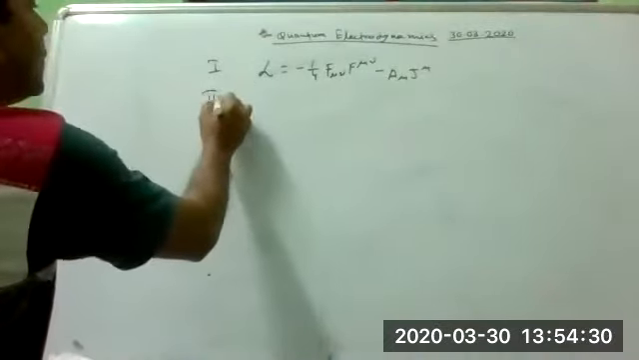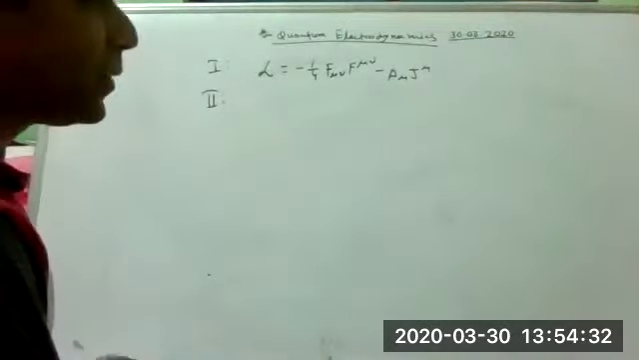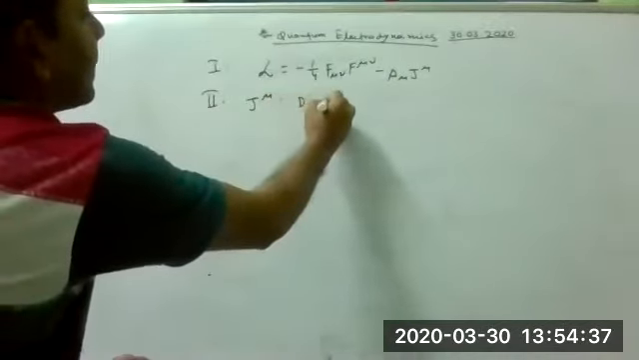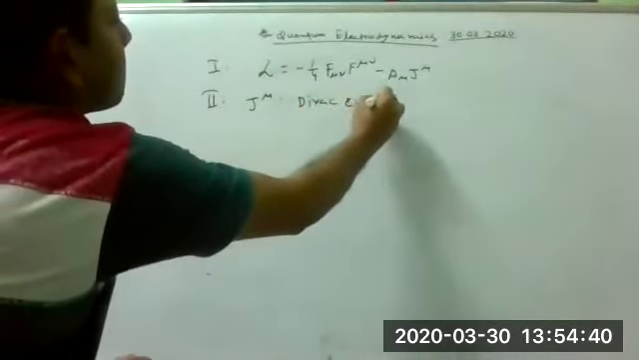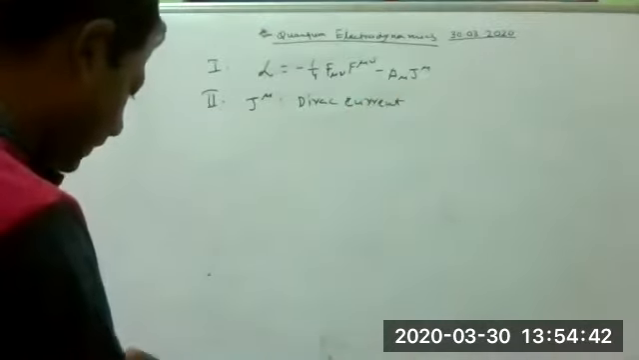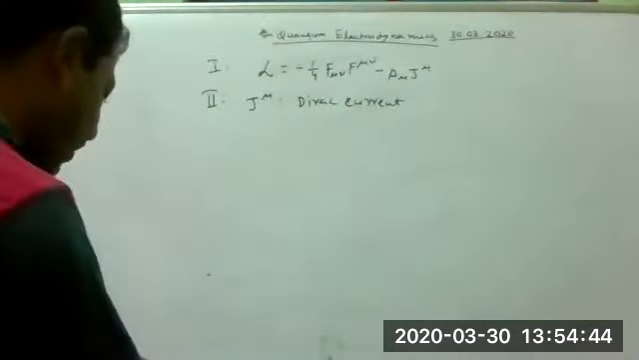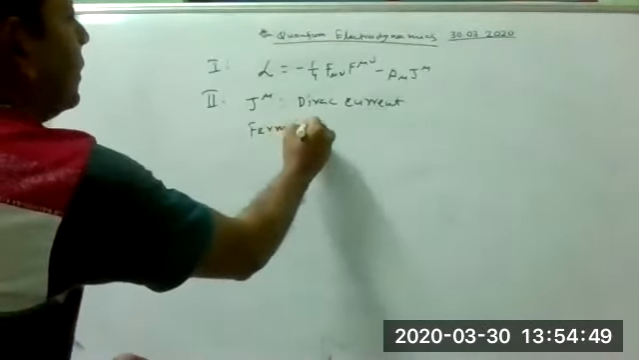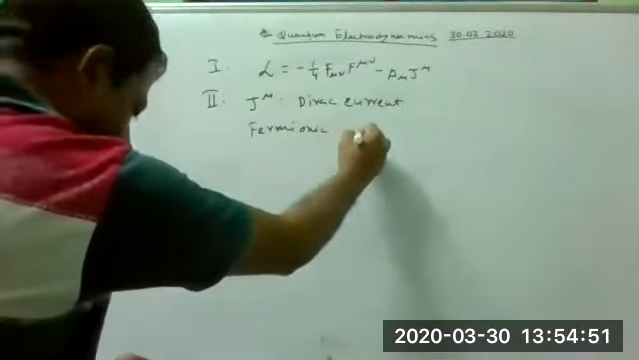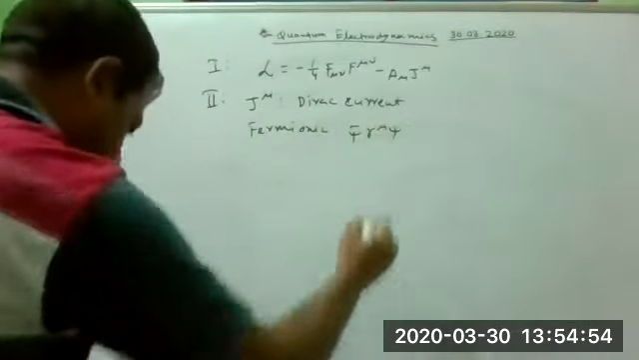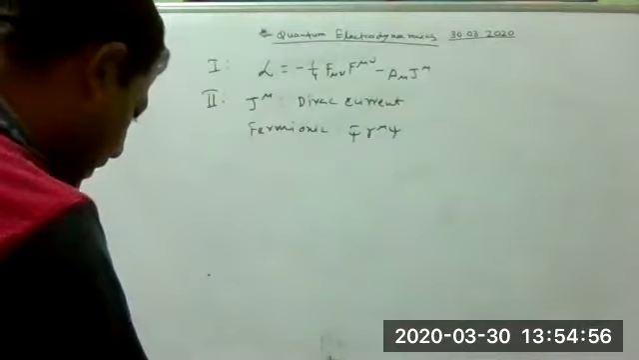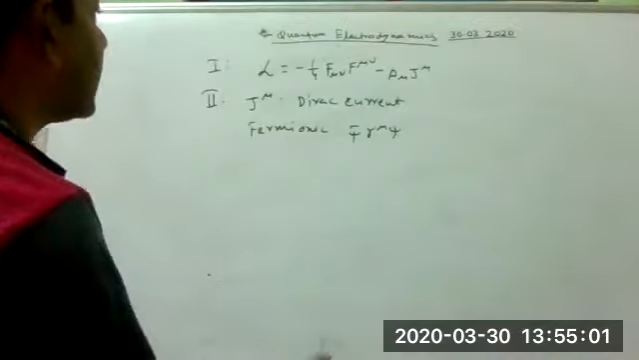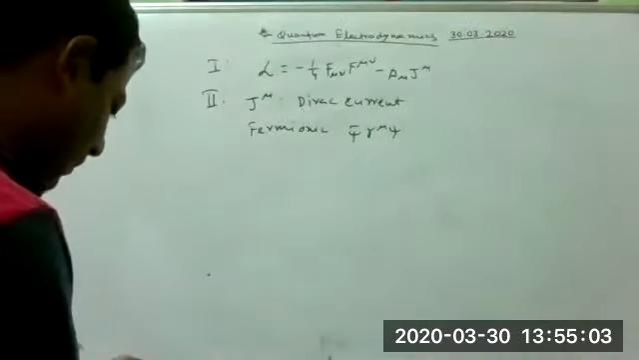Step 2, take J mu to be a Dirac current. The fermionic or Dirac current is psi bar gamma mu psi. That is, J mu is this psi bar gamma mu of psi.